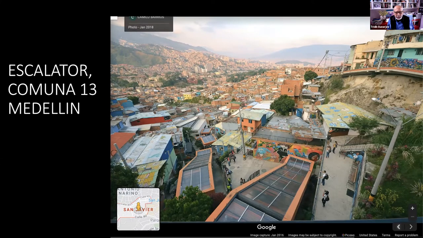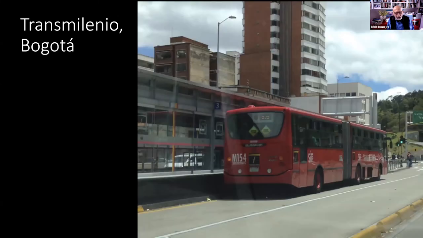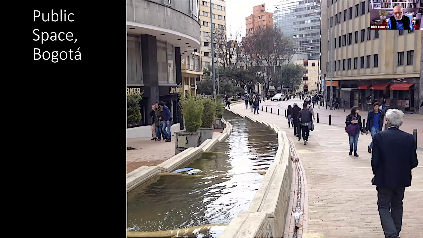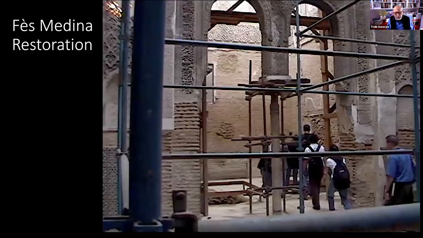Comuna Tercero in Medellin is where they built an escalator on the hillside. It's a wonderful public improvement, finally improving the accessibility of the hillside settlements. You also see the Transmilenio in Bogota. It's basically a BRT, but very effectively done. And as part of Bogota's Transmilenio, they also have a system of public spaces that has converted a lot of the old streets into wonderful public spaces.